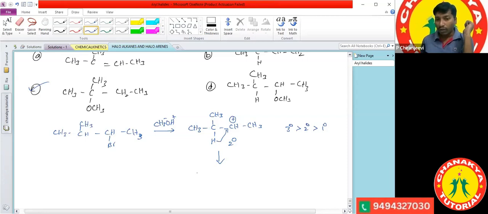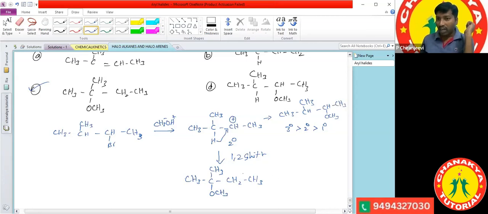If a 1,2 shift happens, we get CH3 bond CH3 bond OCH3 bond CH2 bond CH3. Now if OCH3 attaches at the other carbon, again you will get one more product, CH3 bond CH3 H bond CH bond OCH3 bond CH3. Now if you compare, this one we can call the major product and this the minor product.